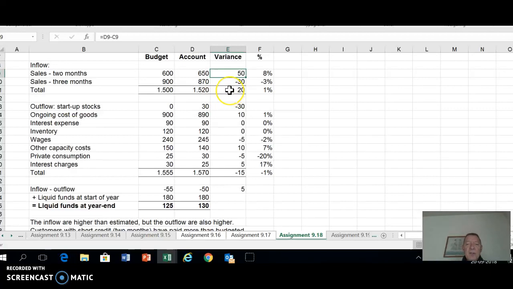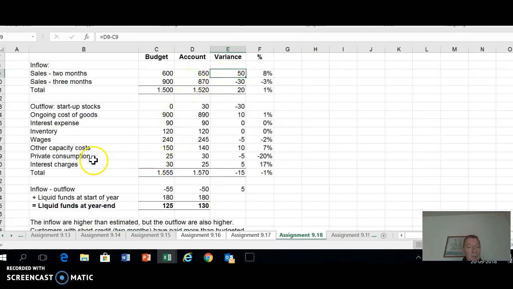If it is good for the company or the liquidity, it's a plus. If it's a bad thing, it's a minus. Have a look here. Sales 2 months. The account is a higher amount than the budget. It's a good thing for the liquidity. Therefore, it's a plus. Here it's a minus.